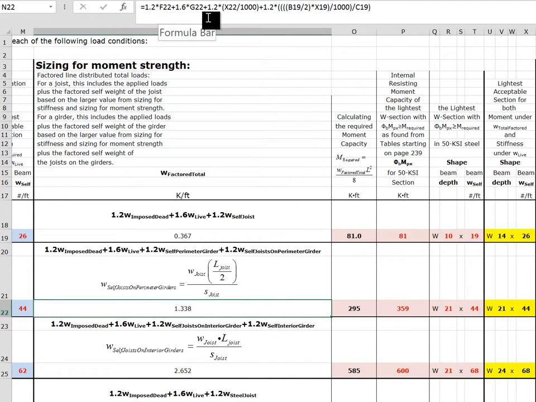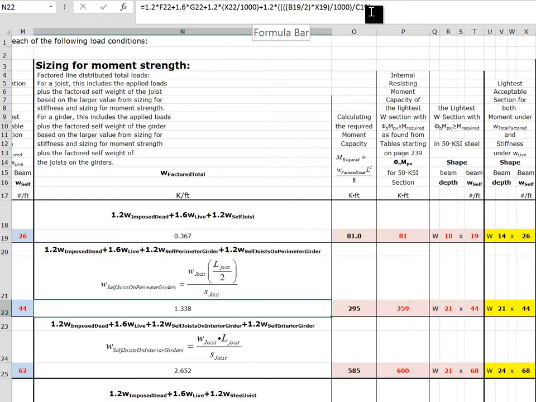So when I go look at this formula, it's the classic 1.2 times the imposed dead plus 1.6 times the imposed live plus 1.2 times the self-weight of the girder. And the self-weight of the girder is this number right here. It's x22. And then I've divided by 1,000 to make that into kips per foot instead of pounds per foot. And now this whole term right here is the load imposed by the self-weight of the joists.